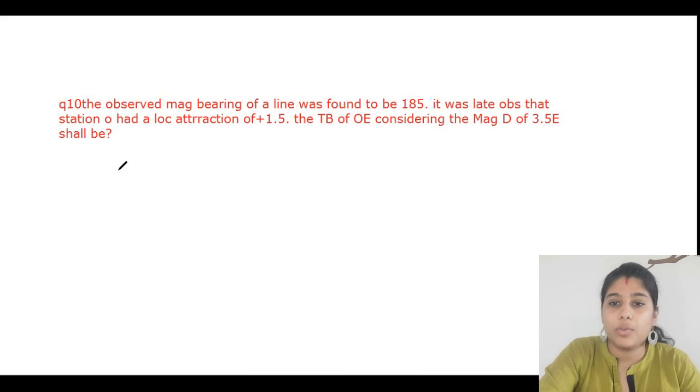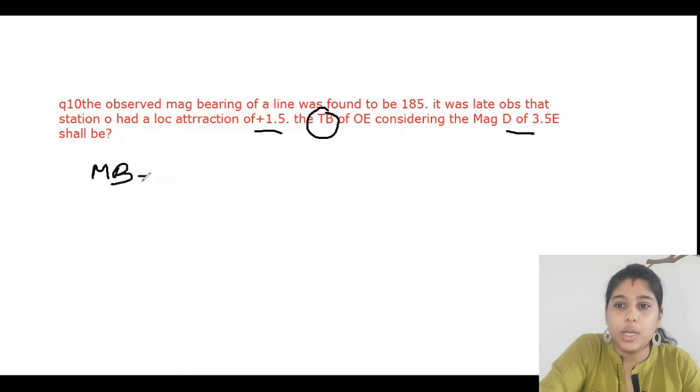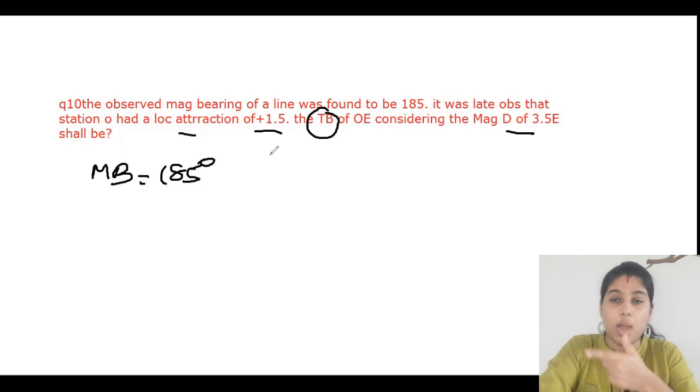The observed magnetic bearing of a line was found to be 185 degree. It was later observed that station O had a local attraction of 1.5, and true bearing of OE considering the magnetic declination of what it will be. So you have to find the true bearing last. So first you have a magnetic bearing of 185 degree, but you didn't know you had a local attraction of 1.5. That means you have to subtract because plus 1.5 was already there actually.